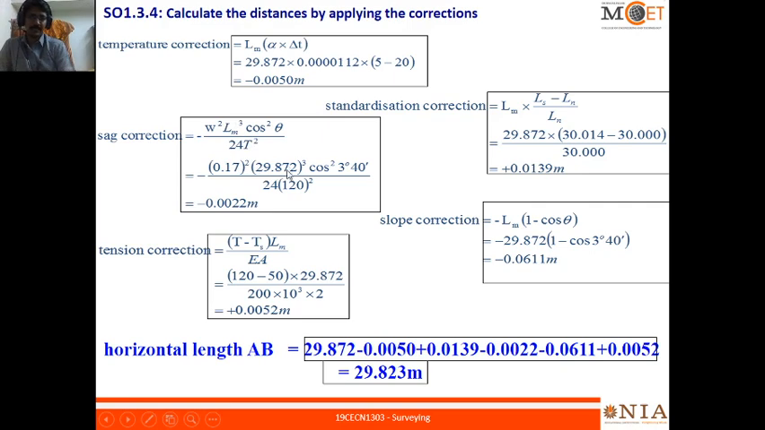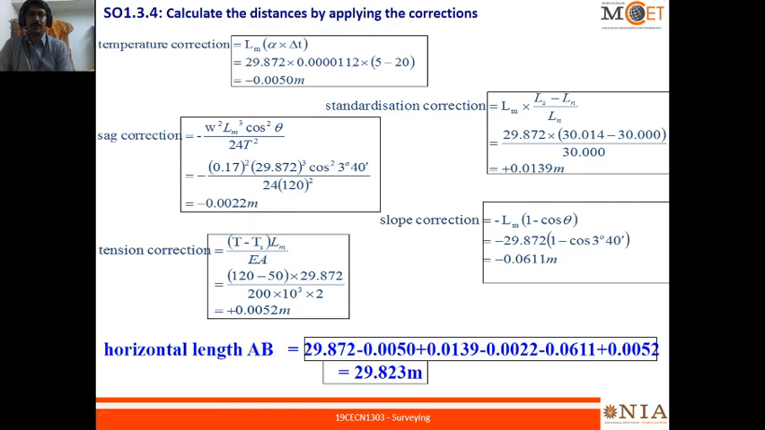So 29.872 the whole cube, cos square, again the theta, which can be replicated from the slope angle, the same slope will be followed, right? 3 degree 40 minutes divided by 24 into the pull applied in the field, right? So here we have used the T 120, not the 50. 50 is the standard, so here the applied pull has to be given. So if you made the calculation, the answer is minus 0.0022 meter, right?